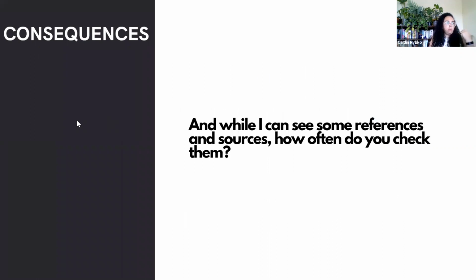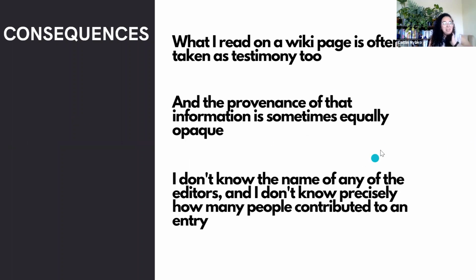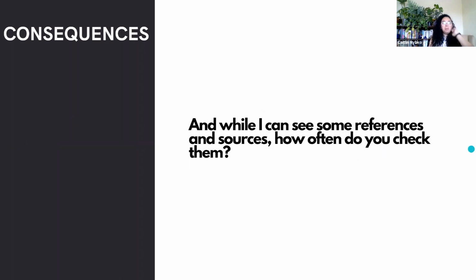And so, while I can see some references and sources, how often do you actually check them, right? Especially if you're trying to look up something very quickly. And at first, it seems like there are a lot more checks and balances on Wikipedia, but given that Google gets a lot of its information from Wikipedia, it doesn't seem all that different, especially when I boil it down.